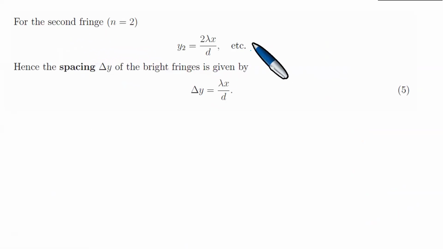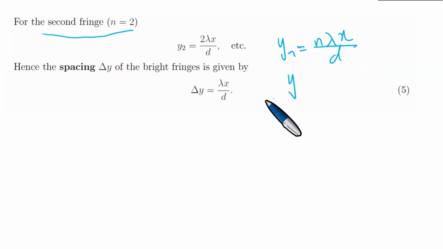For the second fringe, we talk about yn, which is n lambda x divided by d. So for the second fringe, we have y2, which is 2 lambda x divided by d, making n equals 2. So this is what we're getting.